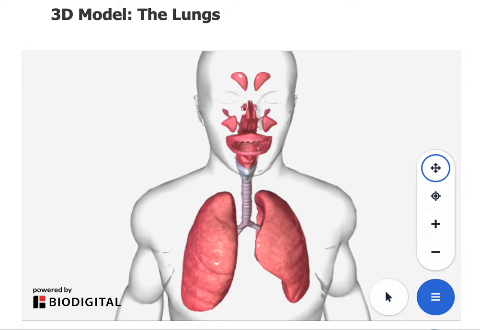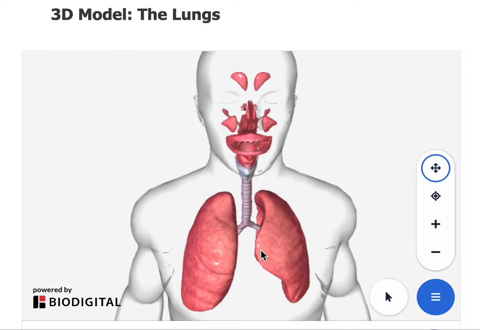The respiratory system can be divided into the upper and lower respiratory systems. The upper respiratory system consists of the nose, the nasal cavity, sinuses, pharynx, and the portion of the larynx above the vocal cords. The lower respiratory system consists of the portion of the larynx including the vocal cords and below, the trachea, the bronchi, the bronchioles, the alveoli, and the lungs.